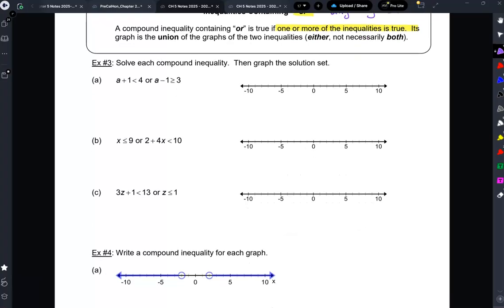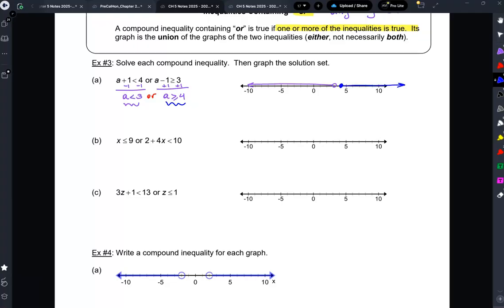So first of all, take a look at this one. It has an or. So first I'm going to do minus 1, minus 1. A is less than 3. Plus 1, plus 1. A is greater than or equal to 4. And then I have to put the or inside. So let's graph this. The first one, A is less than 3. And then the second one, A is greater than or equal to 4.